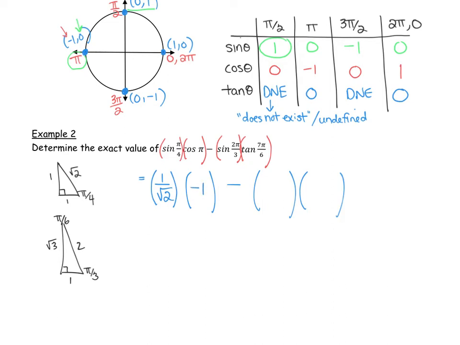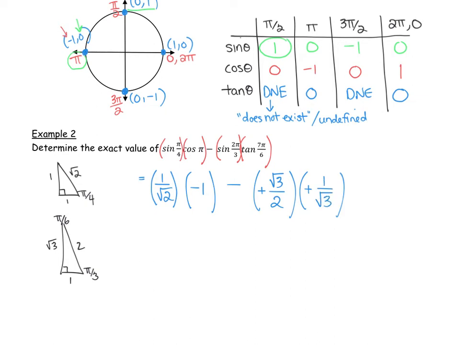Sine of 2 pi over 3, I know that that is in quadrant 2, and it's sine, so it's positive, so I just need the sine of pi over 3. So I use my special triangle to figure out that that's root 3 over 2. And the last one, tan of 7 pi over 6, I know that's in quadrant 3, and that's tan, so that's also positive. So then I can just think about what is the tan of pi over 6, again from my special triangle, and that's 1 over root 3.